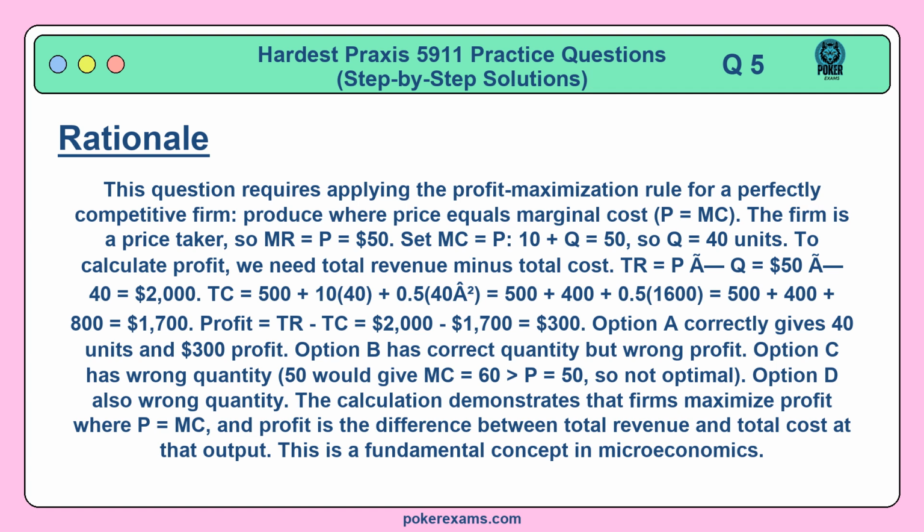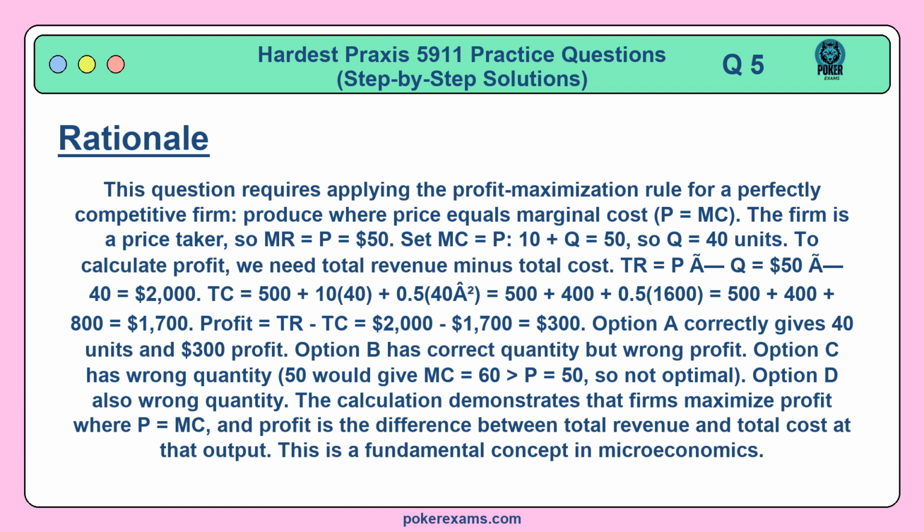To calculate profit, we need total revenue minus total cost. TR equals P times Q, $50 times 40, equals $2,000. TC equals 500 plus 10(40) plus 0.5(40)^2, equals 500 plus 400 plus 0.5 times 1,600, equals 500 plus 400 plus 800, equals $1,700. Profit equals TR minus TC, $2,000 minus $1,700, equals $300.